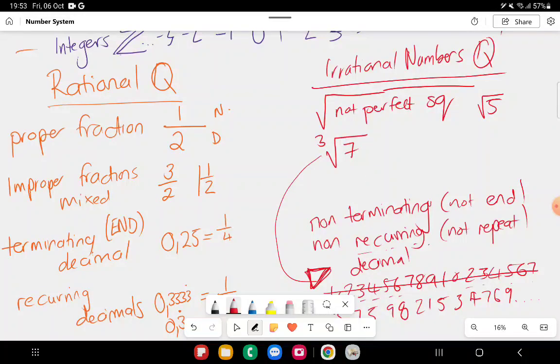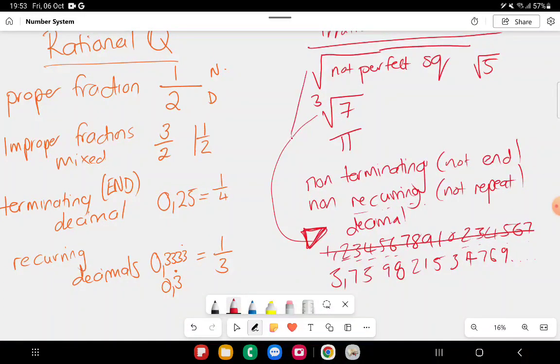Another number that is very specific is the number pi. Pi is an irrational number because it is a non-terminating, non-recurring decimal. So in other words, all three of these are non-terminating, non-recurring decimals.